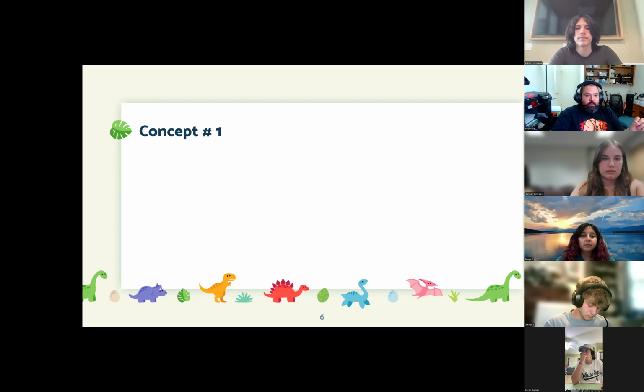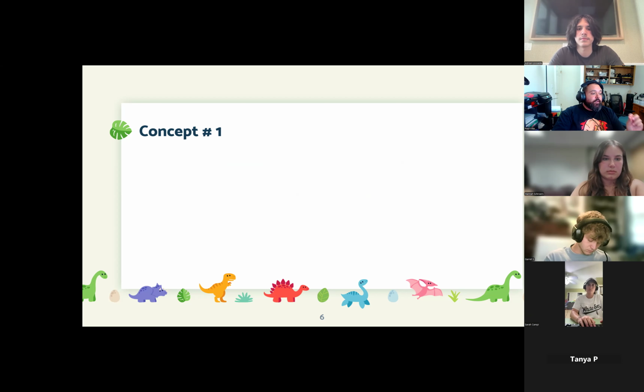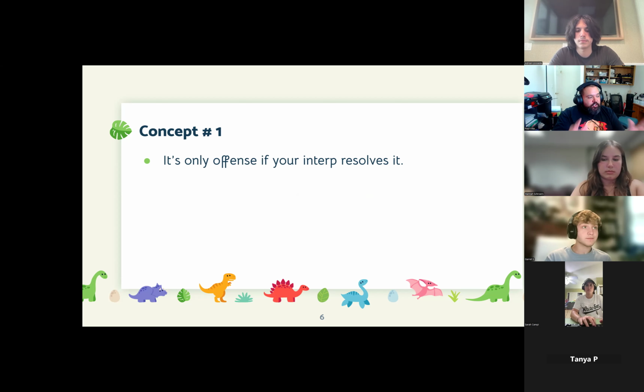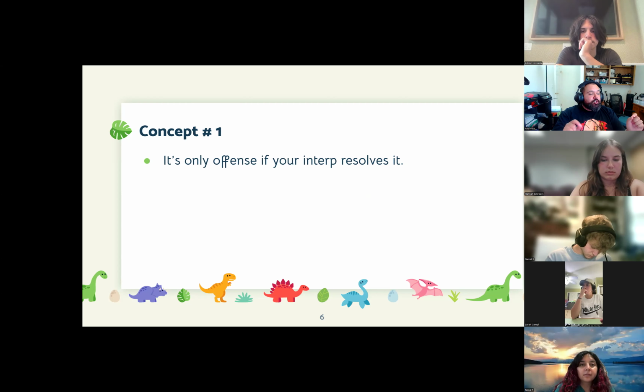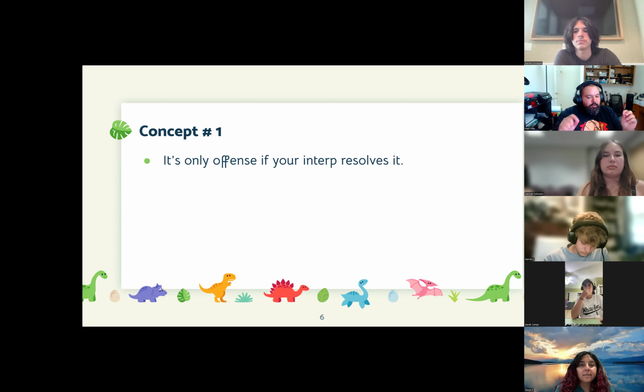So concept number one, and this is maybe the most important concept in this entire lecture: it's only offense if your interpretation resolves it. Standards, counter standards, etc., are only a reason to prefer your interpretation if your interpretation, and only your interpretation, solves for it. For those of you who don't know that, because a lot of debaters never question things, the reason we call it uniqueness, like in disads, is because the principle is that this argument is unique to and only to a world where we maintain the status quo, do the counterplan, do the AF, etc.